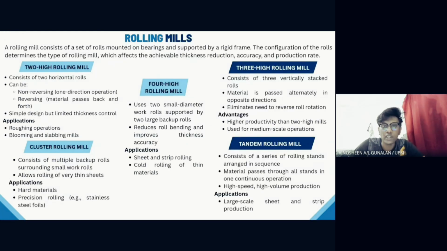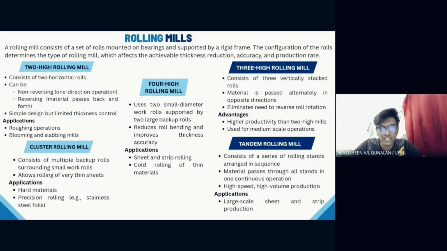And then now let's look at the rolling mills. A rolling mill consists of a set of rolls mounted on bearings and supported by a rigid frame. The configuration of the rolls determines the type of rolling mill, which affects the achievable thickness reduction, accuracy, and production rate. First, let's look at the two-high rolling mill, which consists of two horizontal rolls, can be non-reversing, which is one direction operation, and reversing, which is material passes back and forth.